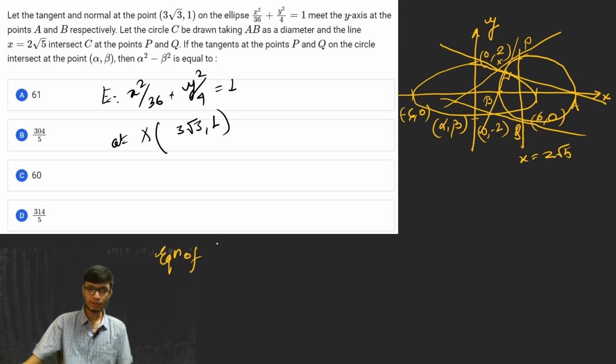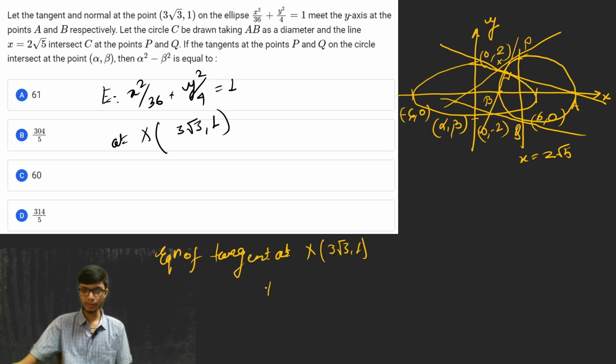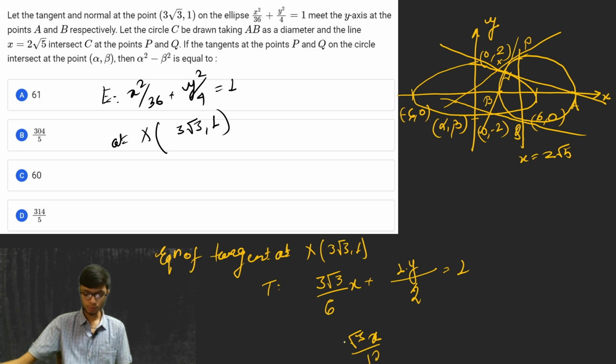Firstly, let us write the equation of the tangent at the given point X, that is 3 root 3 comma 1. The equation of the tangent is x into x1 by a squared plus y into y1 by b squared is equal to 1. That will give 3 root 3 x by 6 plus 1 into y divided by 2 is equal to 1. That is the equation of the tangent.